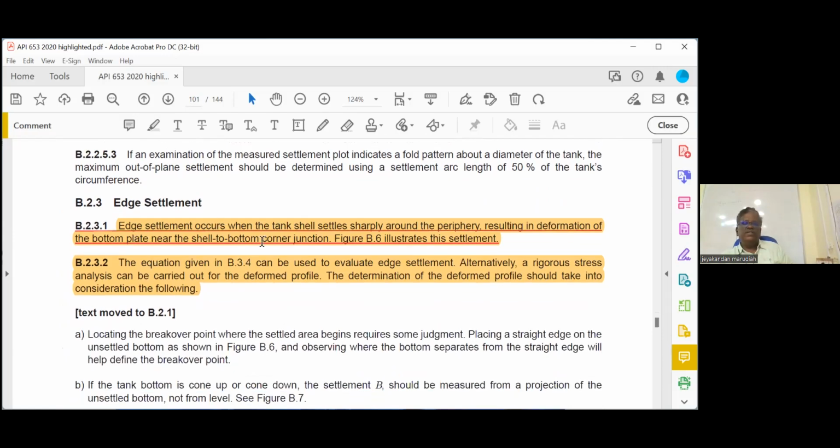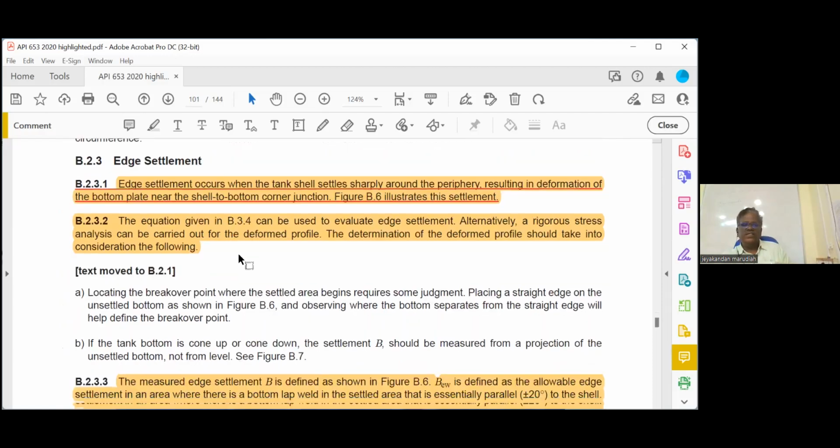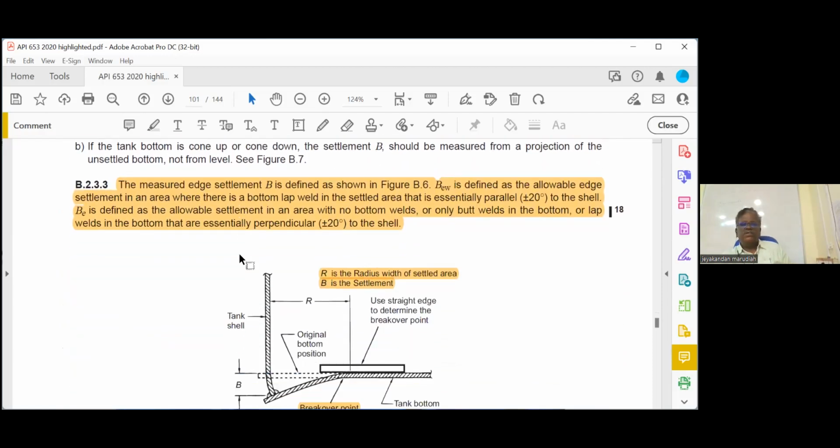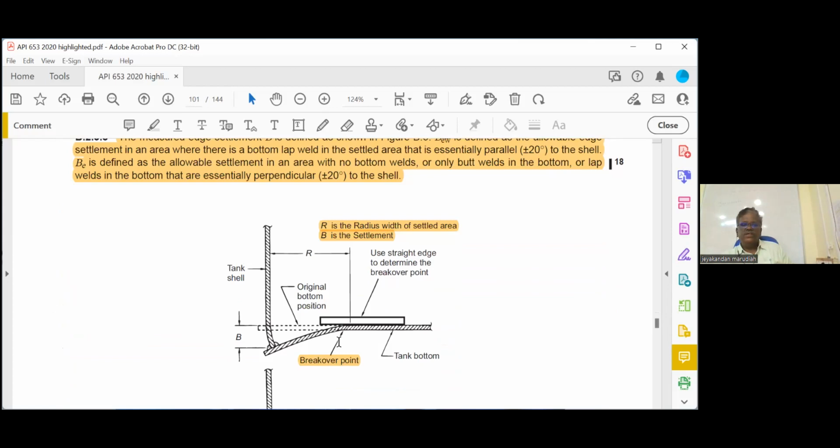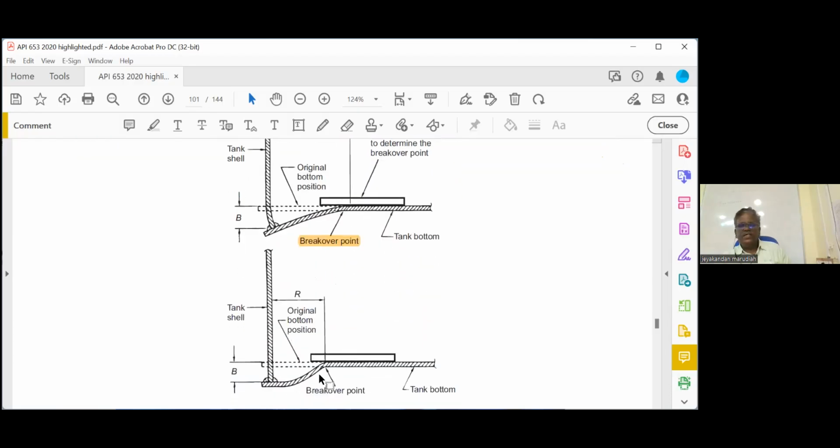B2.3.1, edge settlement occurs when the tank shell settles sharply around the periphery, resulting in the deformation of the bottom plates. Bottom plate is bending. You can see the sketch here. So this is the edge settlement. This point is called a breakover point. So this is settling like this. It can either settle like this or like this also.